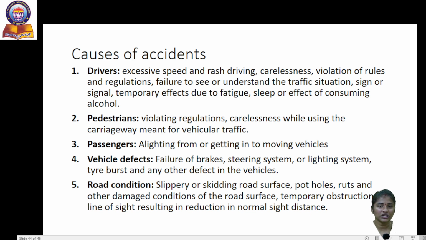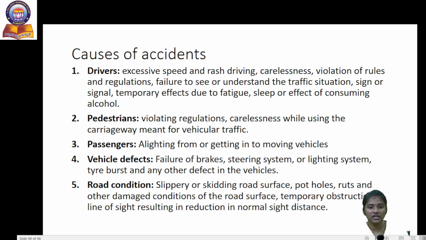Next element is the pedestrian. Whenever a pedestrian violates regulations and is careless while using the carriageway, which is meant for vehicular traffic, there will be a chance of accident. Next, passengers. Whenever passengers are alighting from or getting into a moving vehicle, there will be a chance of accident. Next, vehicle defect. If the vehicle involved in the accident fails due to brakes, steering system or lighting system, a tire burst, or any other type of defect in the vehicle, it causes accidents.